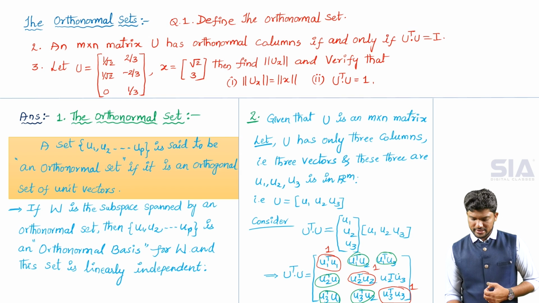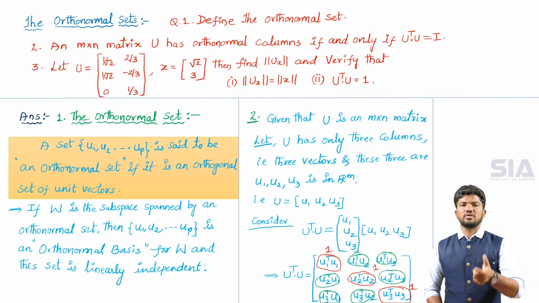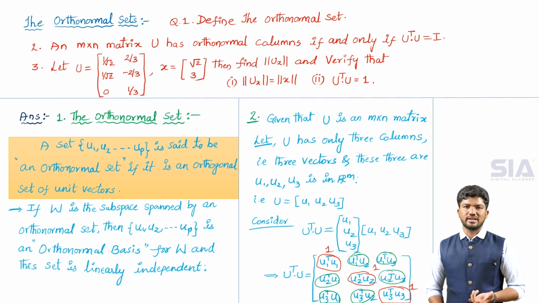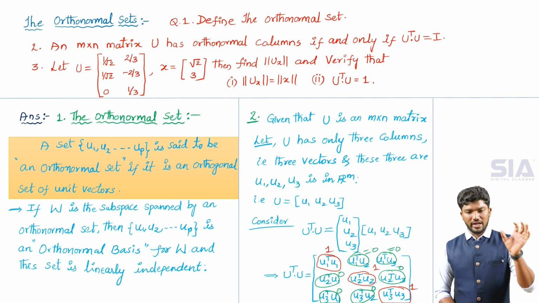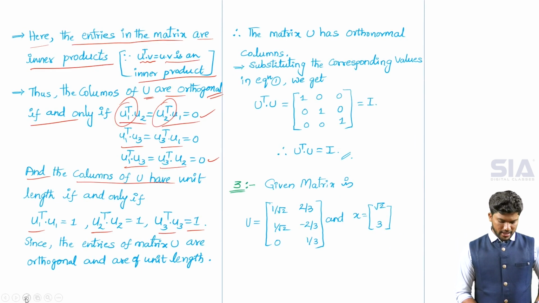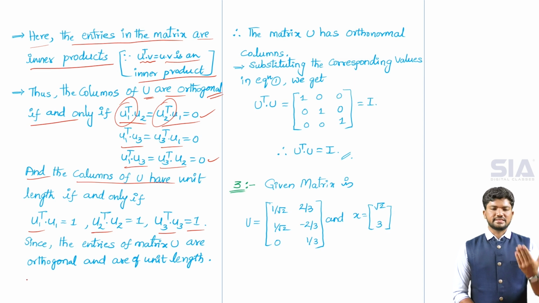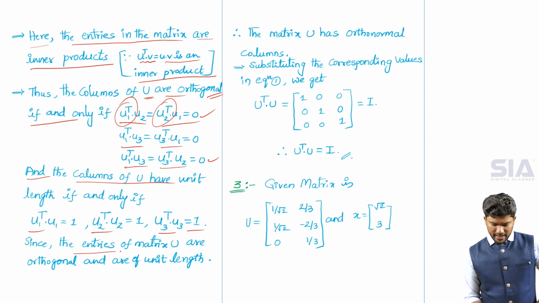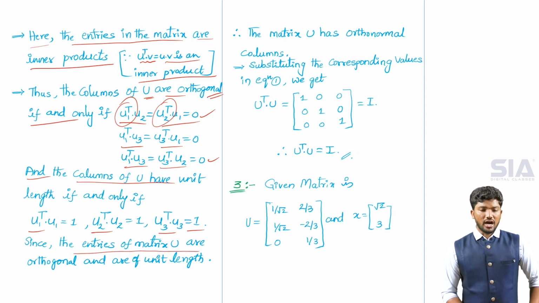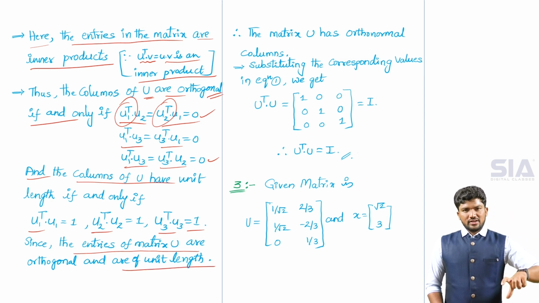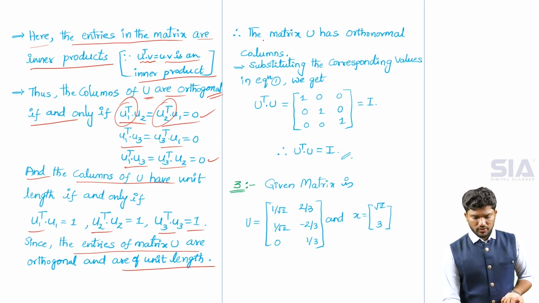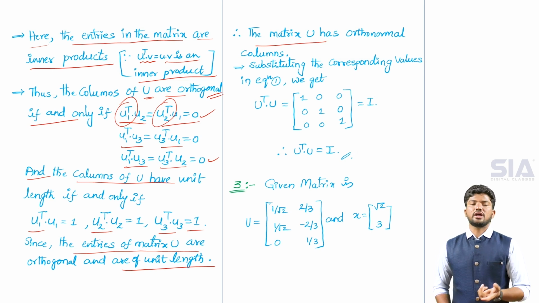Okay, these entries are orthogonal vectors if and only if the inner product value is equal to 0. That means you can take this value equal to 0, this value equal to 0, and 0, 0, 0, 0. Only diagonal elements have value equal to 1, and the remaining entries have value equal to 0. So therefore, since the entries of capital U are orthogonal and are of unit length, the matrix capital U has orthonormal columns.